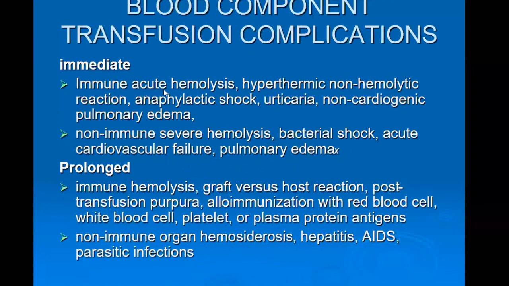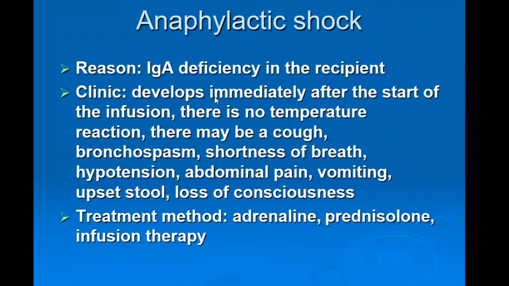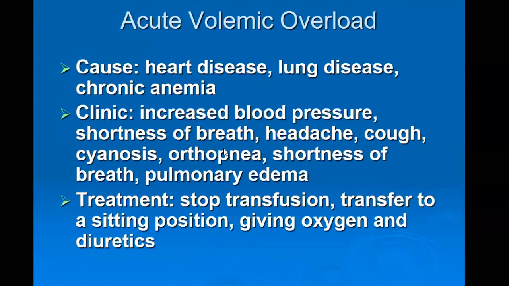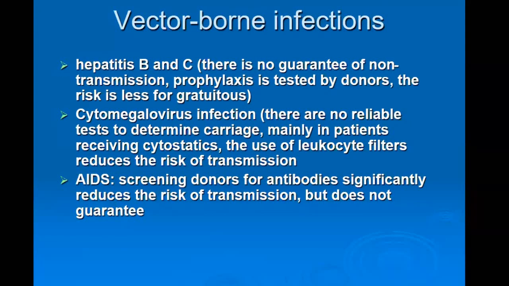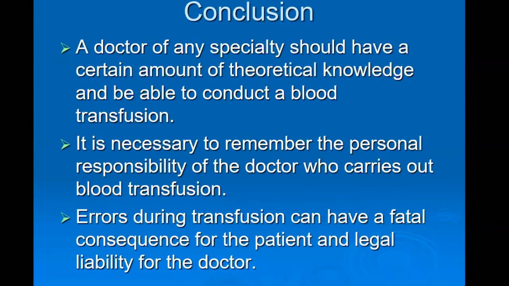frozen plasma. Immune acute hemolysis, hyper deficiency in the recipient. Clinic develops immediately after the start of the infusion. Causes: heart disease, lung disease, chronic anemia. Clinic increases bloodborne infection, hepatitis B and C. There is no warranty, for a certain amount of theoretical knowledge and be able to.